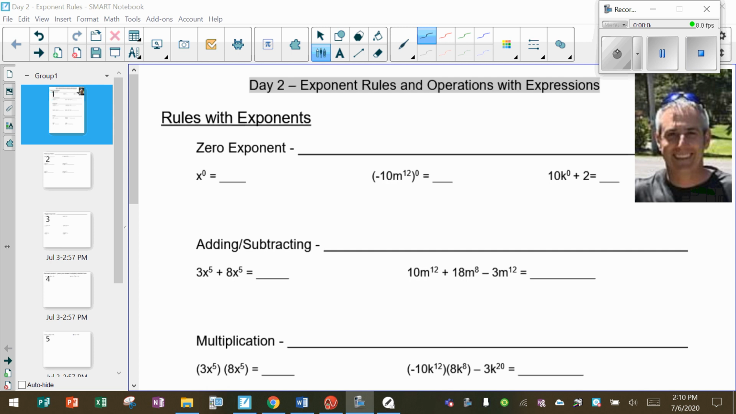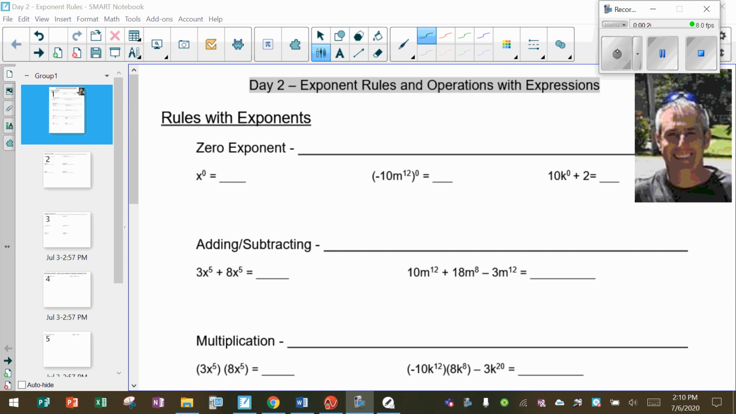We're going to try to make this go a little quicker than yesterday. Day 1, we had like 4 different topics that we covered. Today, we're just doing rules with exponents. And some of these are very easy, so it should go quick. Then we have some examples. So we'll get right into it.